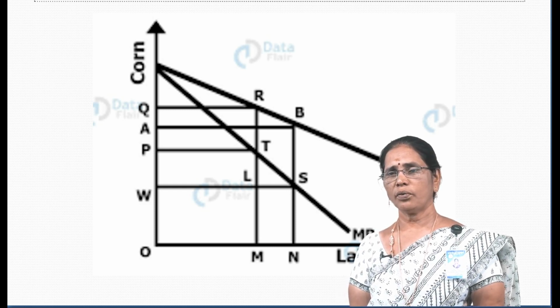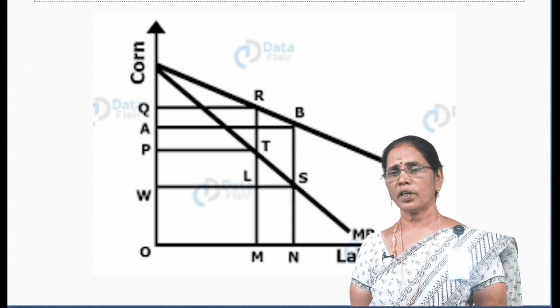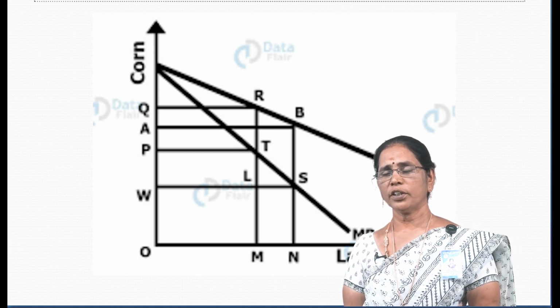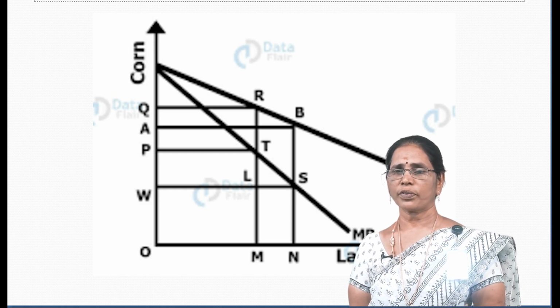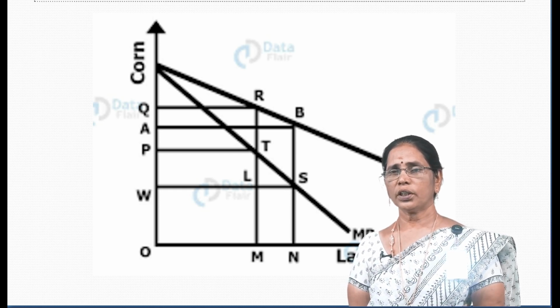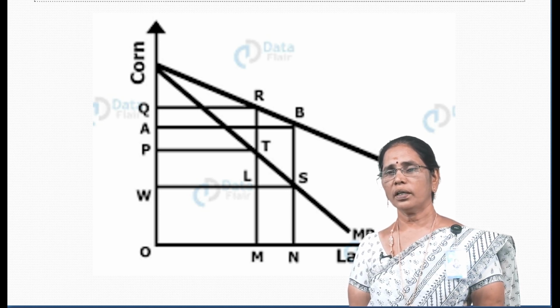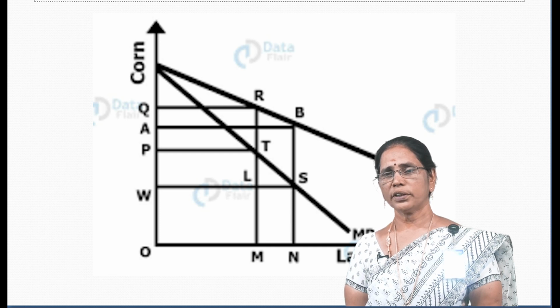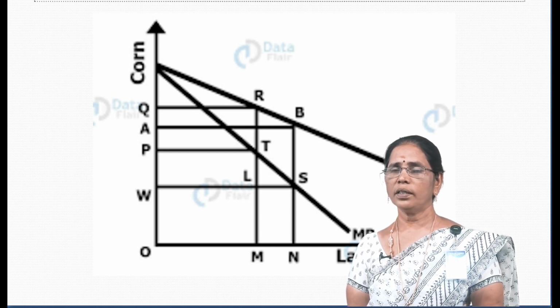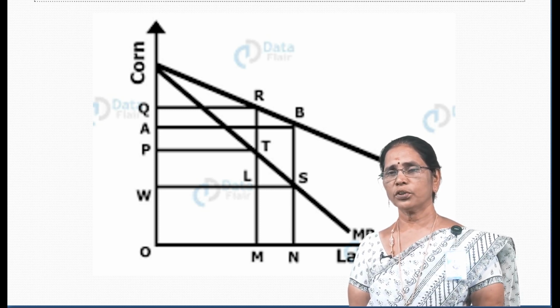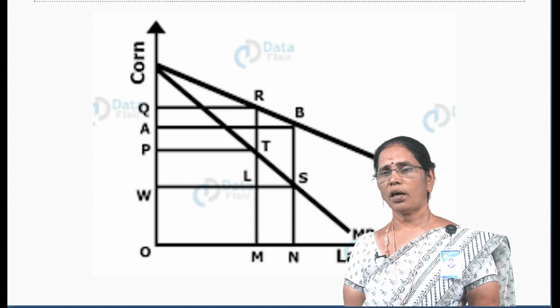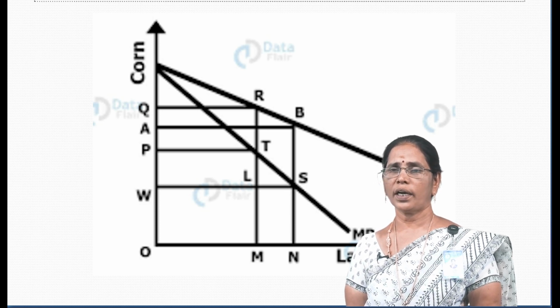First we take the average production level OM. Labor is utilized up to the OM level. The total output is MR or OQ. This is the total production of the land. Here we have to measure the wage level and the rent level. OMLW is the measurement of wage. The remaining portion, WLRQ, goes to rent.